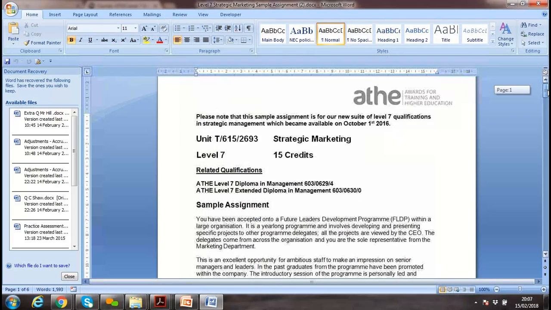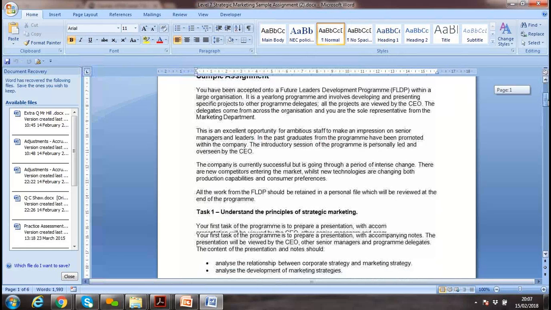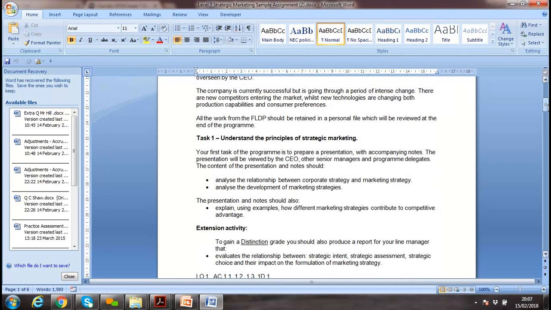So, what is strategic marketing? Task one, what you need to do. The first task is to prepare a presentation with notes for your CEO. So, you need to just follow this.